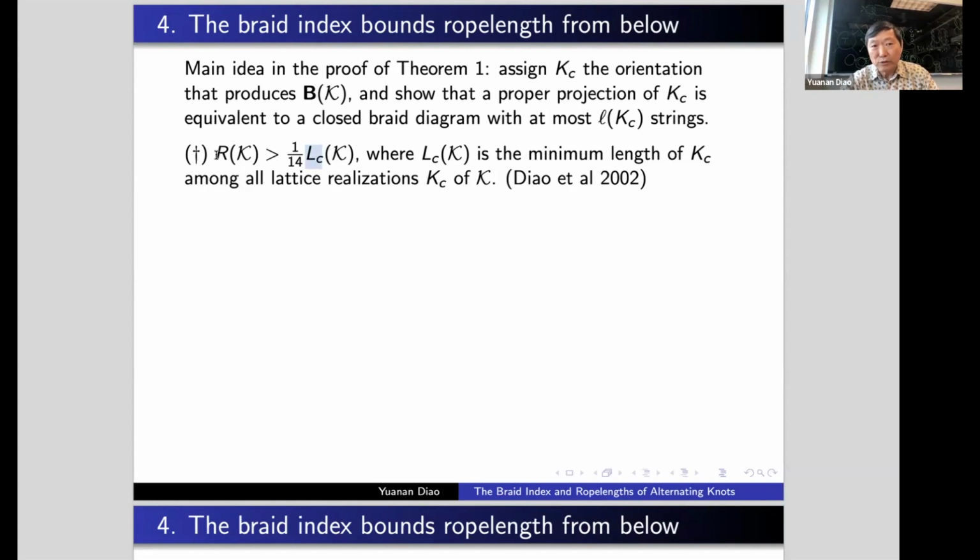And your smooth knot, the rope length, is always bigger than that lattice length multiplied by some constant. We have a 1 over 14 here, but that number can be improved. I know it can be improved to 1 over 12. It can be improved further, but it requires some detailed work. And so right now, I'm only worried about getting a number. So in other words, the rope length we're talking about and the lattice length of your link are actually related. So in some sense, up to a constant, they are kind of equivalent.